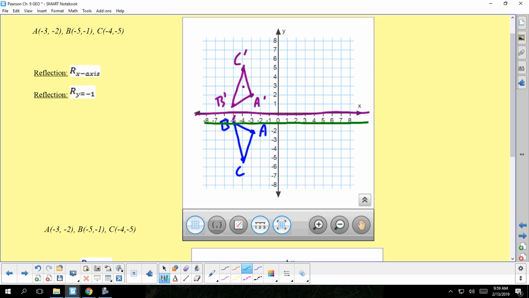Is B going to move anywhere? No. So B, we're going to call that B double prime, is going to be in the same spot. A goes 1. So this is A double prime. And then C, 1, 2, 3, 4. 1, 2, 3, 4. That's C double prime.